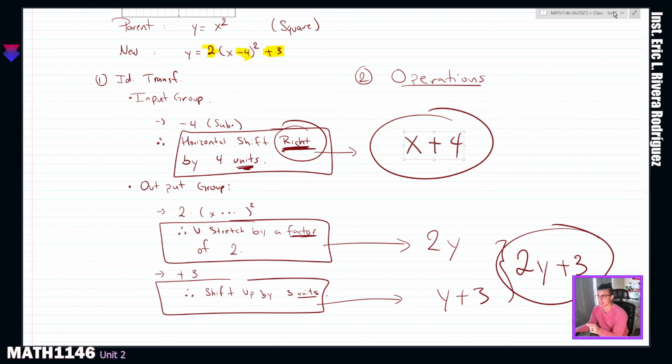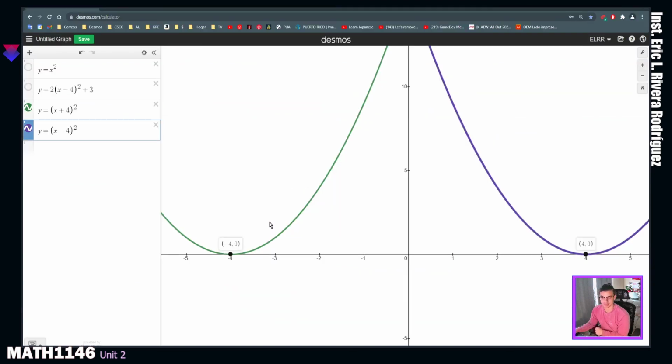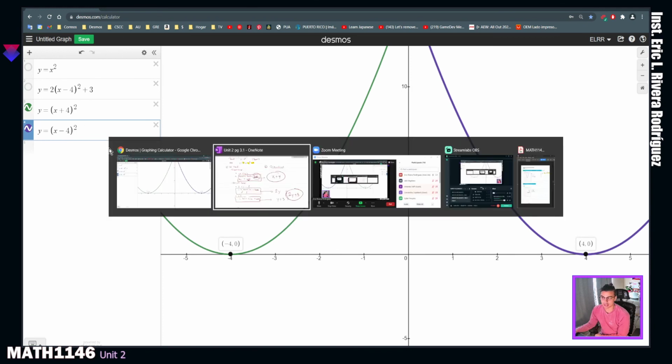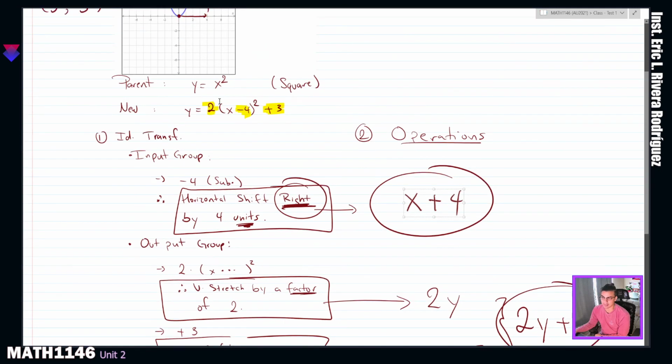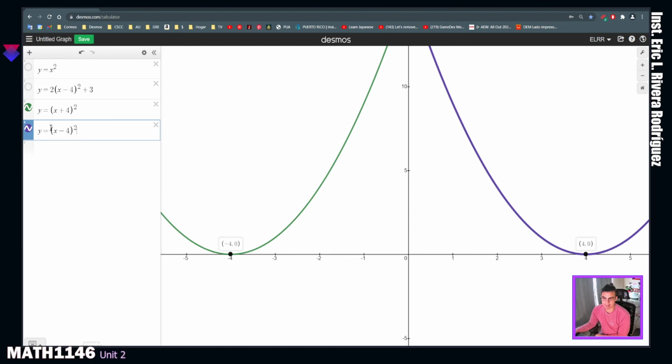To answer that, we need to go back and explore these equations, because in our exercise we have a minus 4 here. In the input group we have a minus 4. When we go back to the effect, a minus 4 means moving to the right. We have our graph that moves to the right.